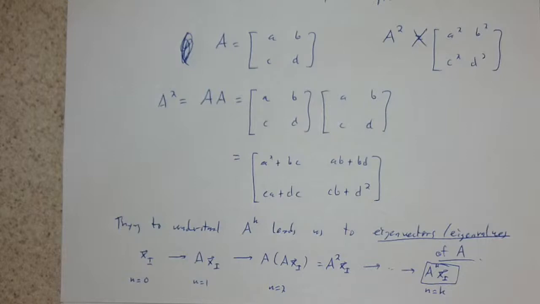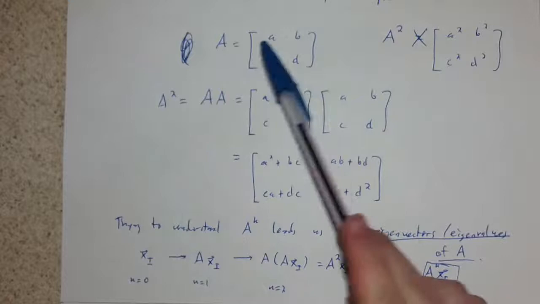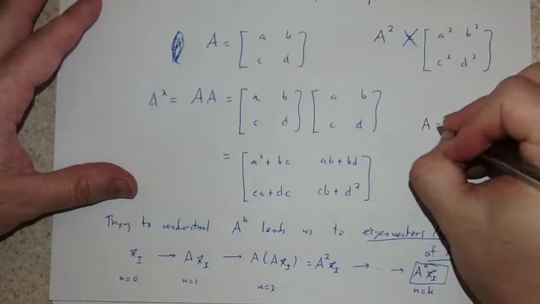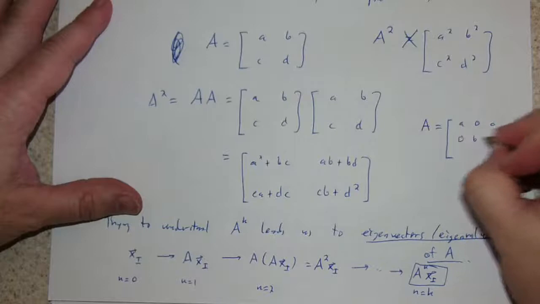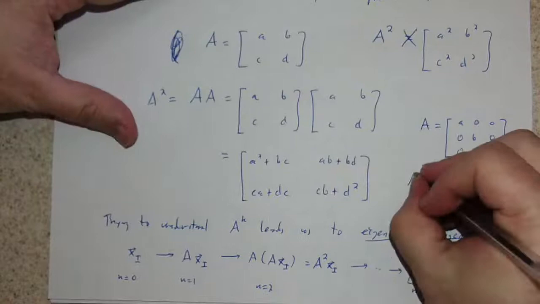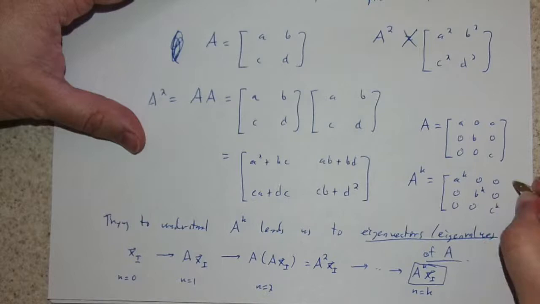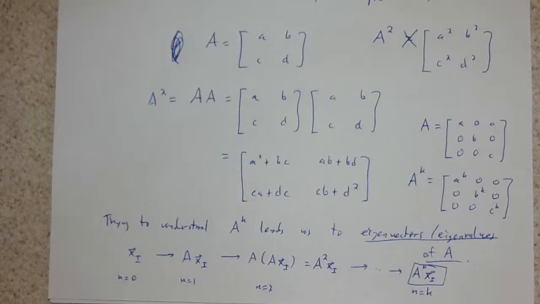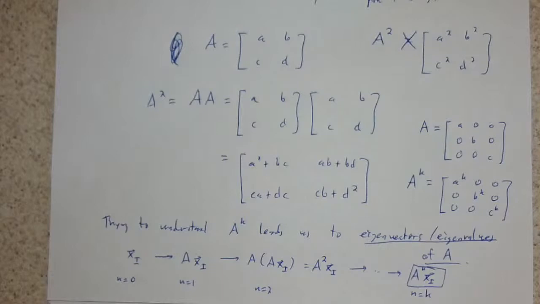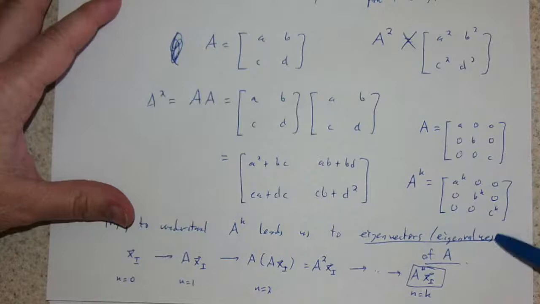And the thing that you notice here is that while it's true in general that A to the k is not easy to compute, for some A's it is, right? So, for instance, if A is equal to, we'll say, a, 0, 0, 0, b, 0, 0, 0, c, you can just check this on your own, then A to the k is a to the k, 0, 0, 0, b to the k, 0, 0, 0, c to the k. So, while in general A to the k does not work out the way that you maybe hope that it would, if A is a very special kind of matrix, it actually does. It works out exactly like this. This is called a diagonal matrix.